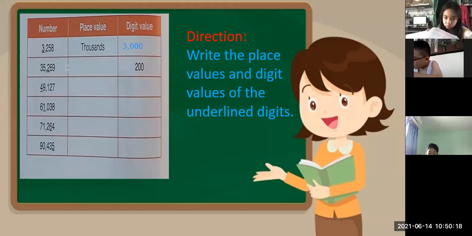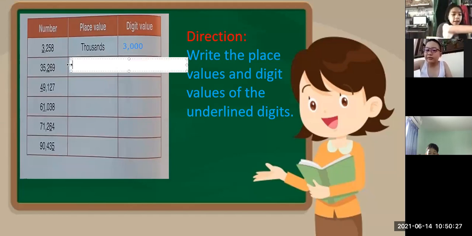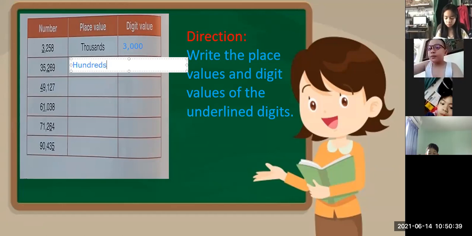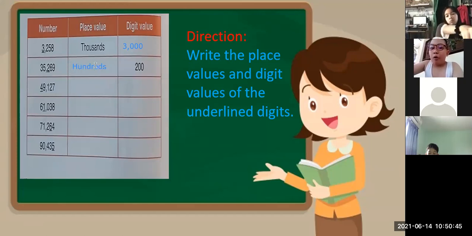Now here we go. What is the place value of number 2? What do you think? Is it ones or tens or hundreds or thousands? The place value of number 2 here is in hundreds place. That's why the value is 200.